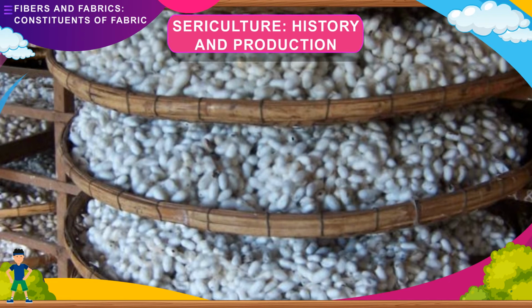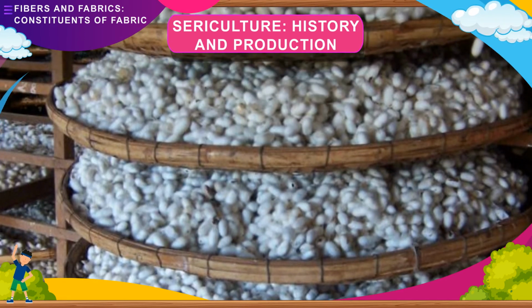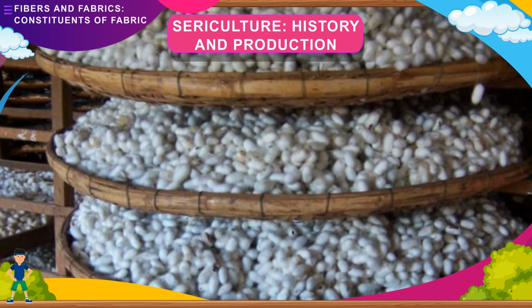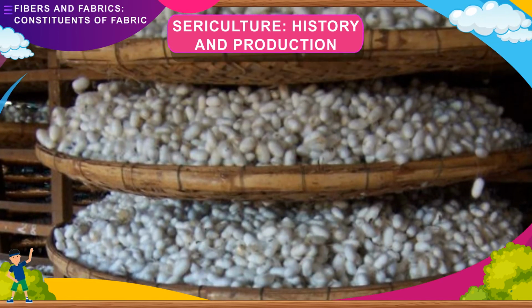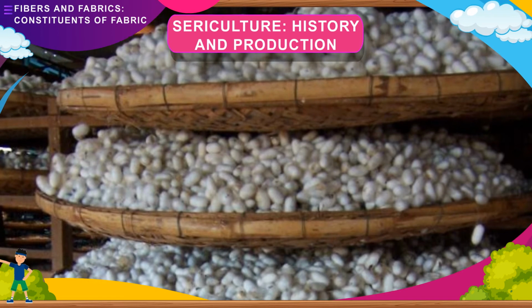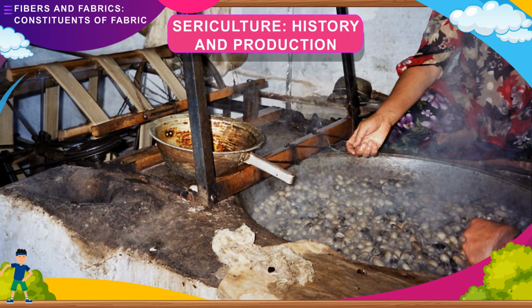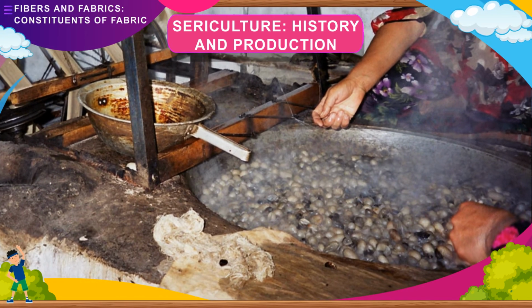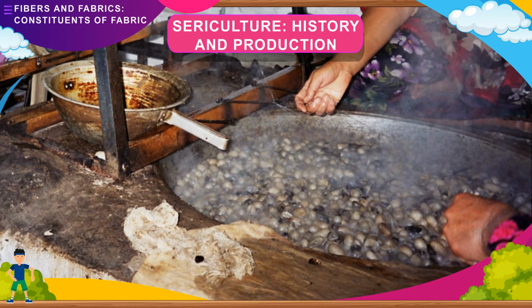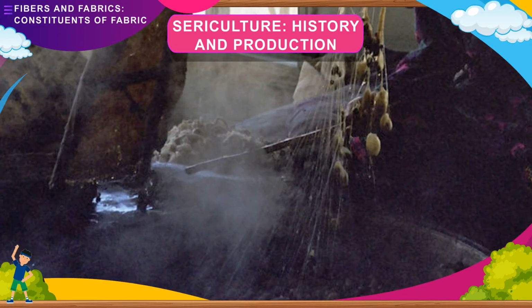Branches of shrubs are placed close to them, on which they climb and spin their cocoons by making a single fine thread. This process takes about 1 week to 8 days. The cocoons are collected and boiled in water. The boiling water kills the insect inside and dissolves the gum that hardens the cocoons.